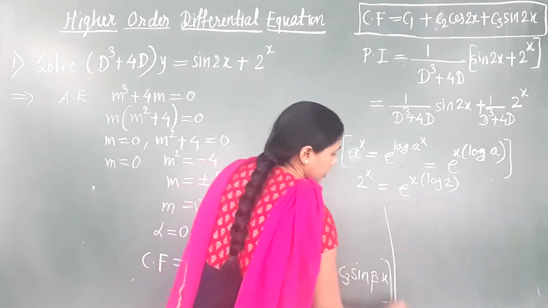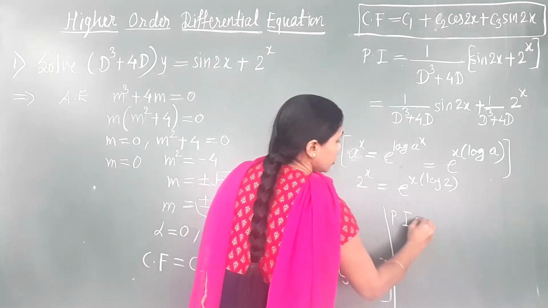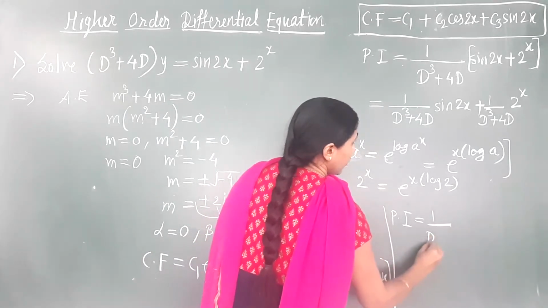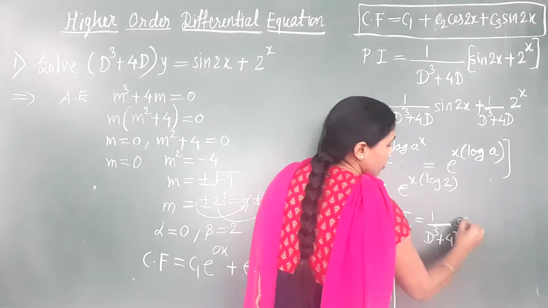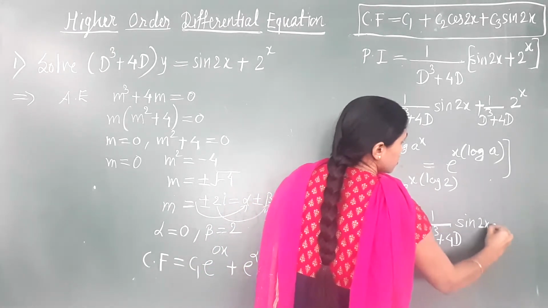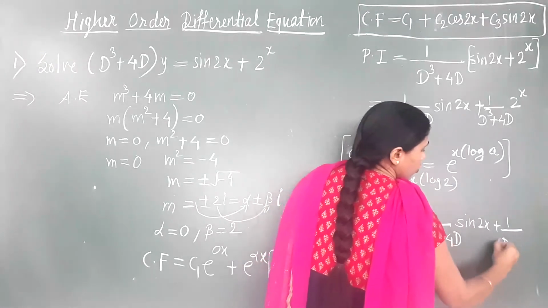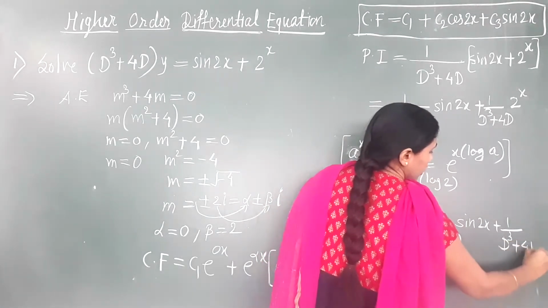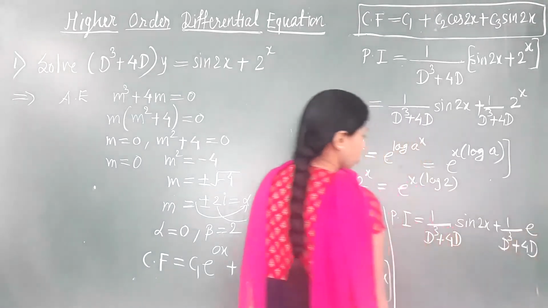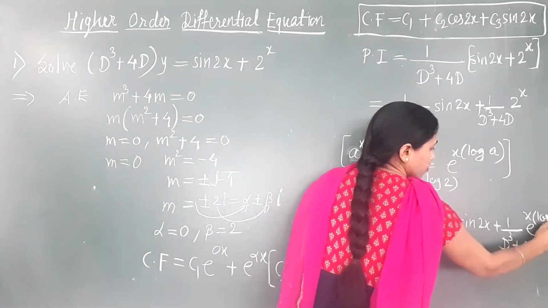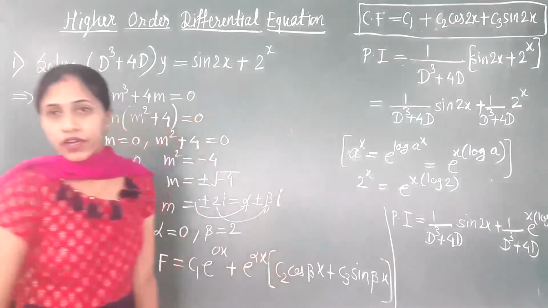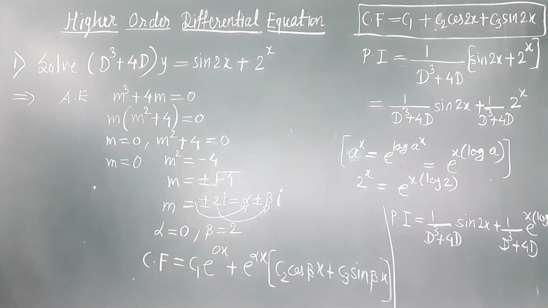Now PI is equal to 1 upon D cube plus 4D multiplied by sin 2x, plus 1 upon D cube plus 4D multiplied by e to the power x log 2.